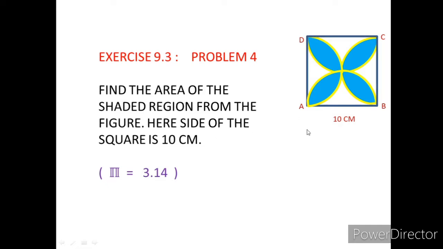Here, what is the shaded region? You can clearly identify the shaded region as these blue colored parts. How many parts are there? 1, 2, 3, 4. So you have to find the area of these 4 blue colored shapes, isn't it? In this problem, the value of pi is given; you have to take 3.14 in the calculation. The side of the square is 10 centimeters.